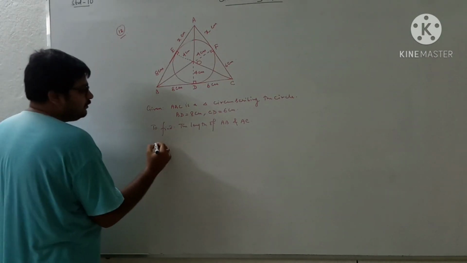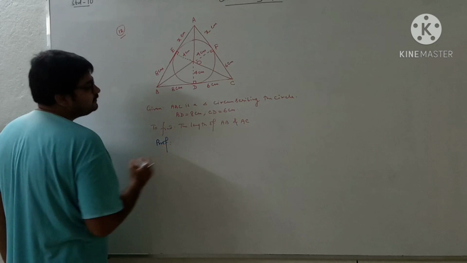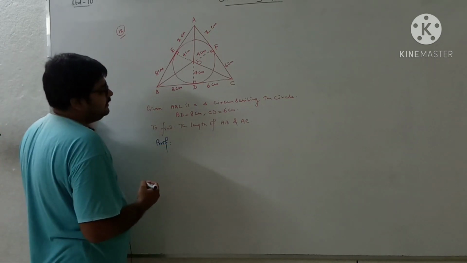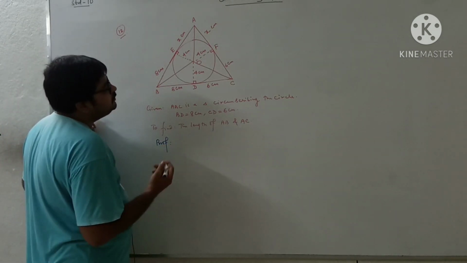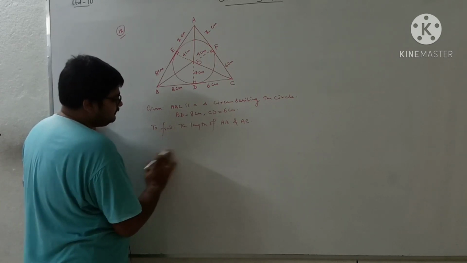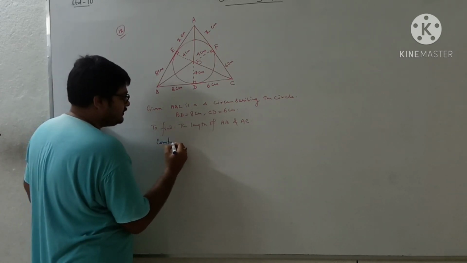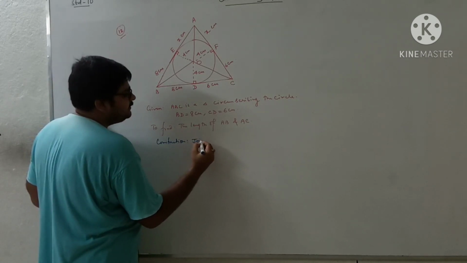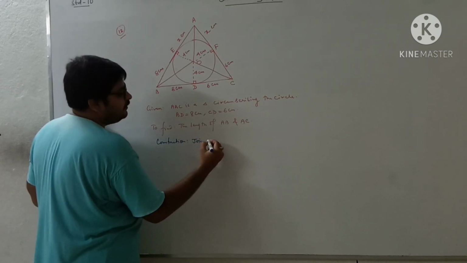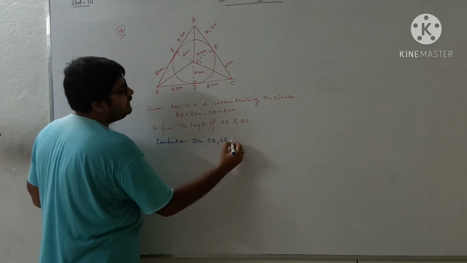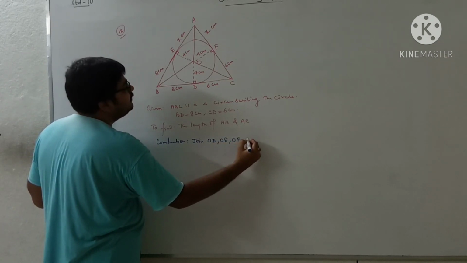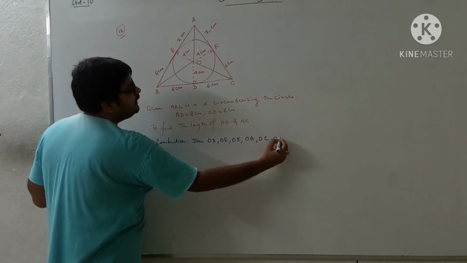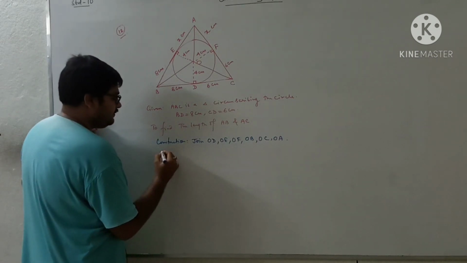So starting the proof. Before we start the proof, we'll do some construction. So join OD, OE, OF, OB, OC, OA. Solution.